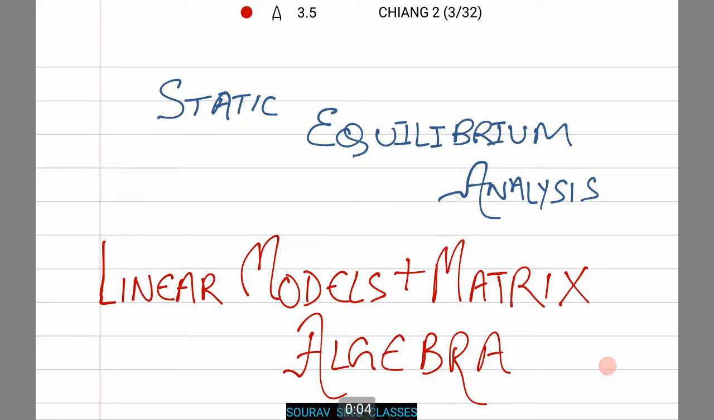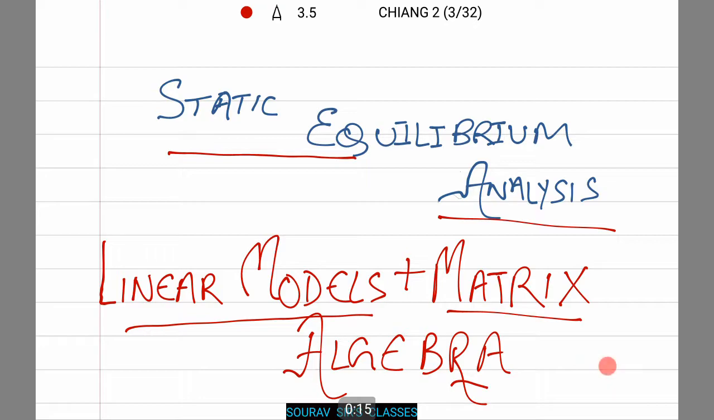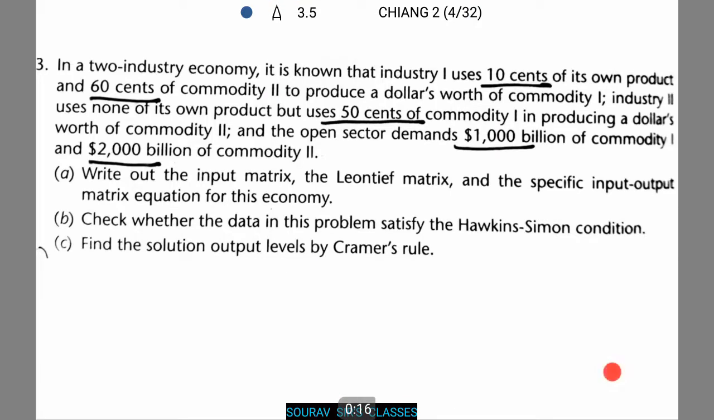Today we'll be dealing with a chapter that is feared by almost everyone. We are going to do static equilibrium analysis, mainly dealing with linear models and matrix algebra in this video. Let's begin with a question.